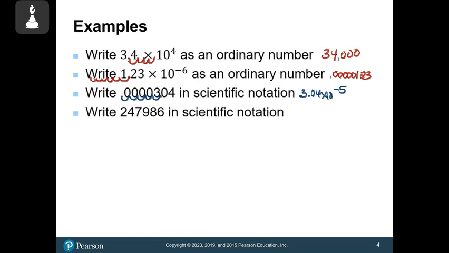And then this last one here, we want to do 247,986. We want to write this in scientific notation. So currently the decimal is at the end here. If it's not written, it's at the end. And we're going to go here 1, 2, 3, 4, 5 places. So the decimal now is 2.47986. And I need to use all the numbers that are there times 10 to the 5th power, because we counted 1, 2, 3, 4, 5 places.